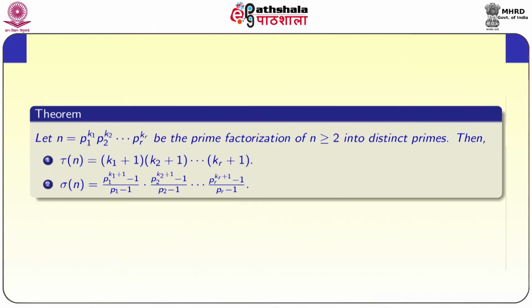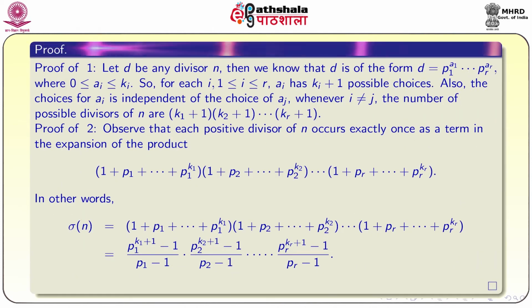Now, we are going to prove another theorem. Let n equal p1 power k1 into p2 power k2 and so on pr power kr be the prime factorization of n greater than or equal to 2 into distinct primes. Then tau of n is equal to (k1 plus 1) into (k2 plus 1) and so on (kr plus 1), and sigma of n is equal to (p1 power k1 plus 1 minus 1) by (p1 minus 1) and so on (pr power kr plus 1 minus 1) by (pr minus 1). So, the proof is very simple.